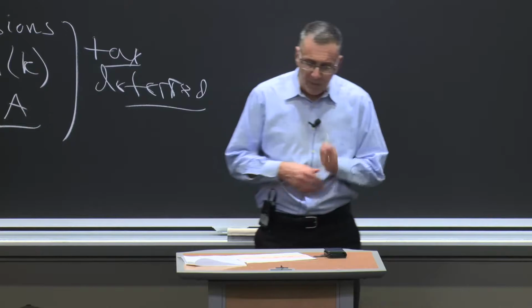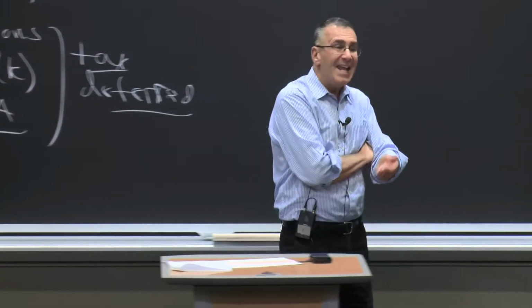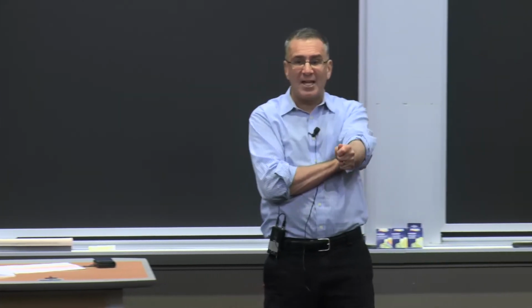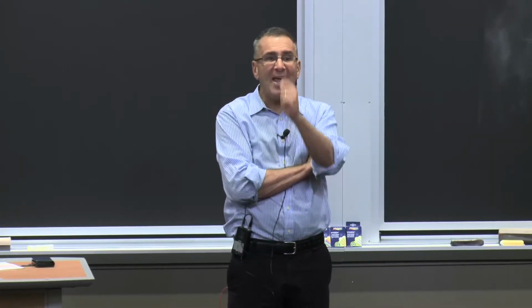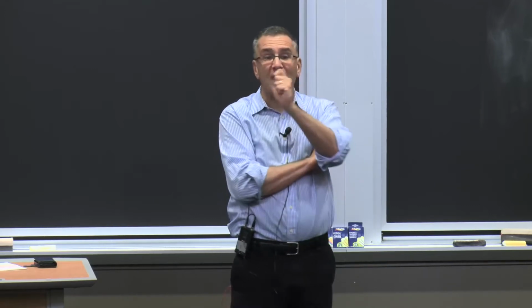Now let's say instead you set up an IRA. Well, there you get to put the whole $100 in. That $100 earns $10. And when you take out the $110, then you pay tax on it. So you pay $27.50 then in the end. But if you put it all together, you end up with more money, $82.50 rather than $80.62. Why is that? It's because you delayed paying taxes by a year. By paying taxes 1 year later, you got to earn the interest on that money during the year.